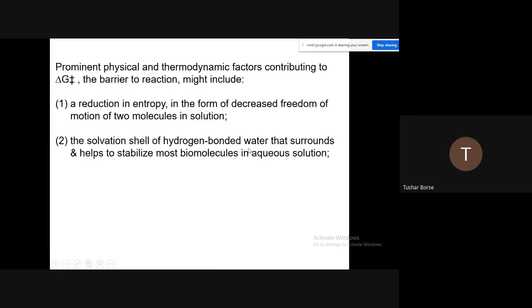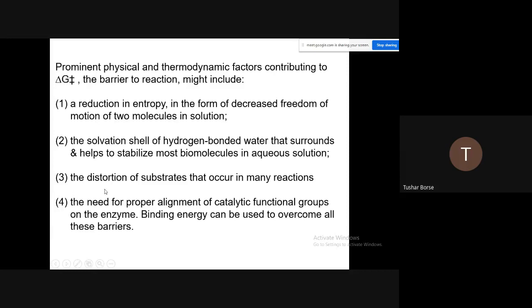Next, the solvation shell of hydrogen bonded water that surrounds and helps to stabilize most biomolecules in aqueous solution. If you remember, I had been telling you that in a biological system, you never have any molecule which is a bare charged molecule. Even though the active site of your enzyme consists of the functional groups of the amino acid residues, which are interactive, those active sites are solvated with the water present in the environment. Obviously, the substrate is also solvated. So when such molecules come together, the water molecules are removed and then the interaction takes place. That removal of the water molecules and the interaction between the enzyme and substrate also favors stabilizing the enzyme substrate complex.